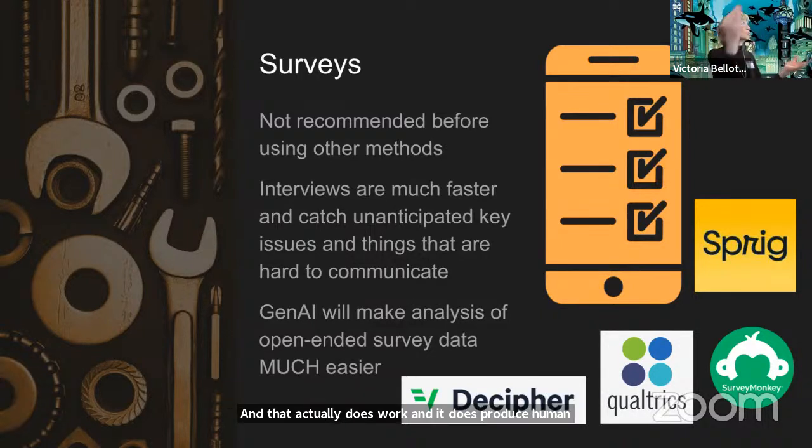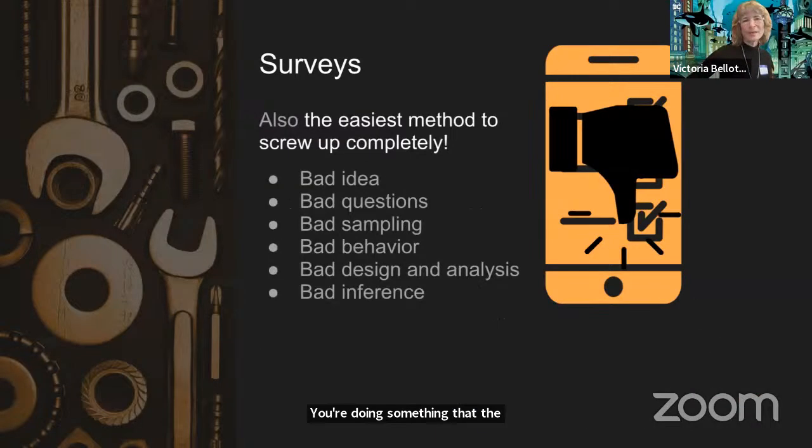But you have to remember, it's all looking backwards. If you're doing something that the Gen AI has never seen before, good luck. I wouldn't trust it. All right, surveys, one thing. It's also the easiest method to screw up completely.